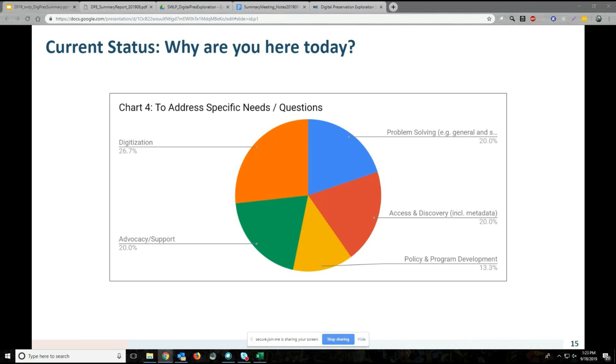Another one was just basic problem solving. So it cuts off in the graph, but essentially the idea of some general and specific situations that people are facing that they wanted to hear what other people are dealing with. And one example that stuck out was the concept of email. What are people doing with preserving email? Another was access and discovery. So addressing the different needs and the different ways people are dealing with creating metadata or making their collections available, or considering their digital preservation from that discovery standpoint.